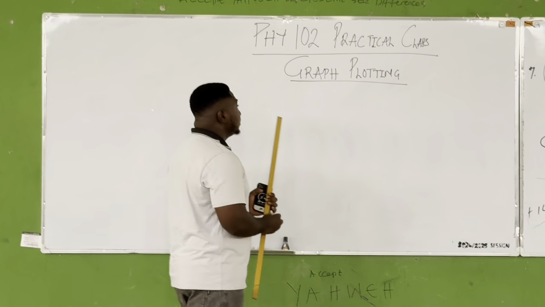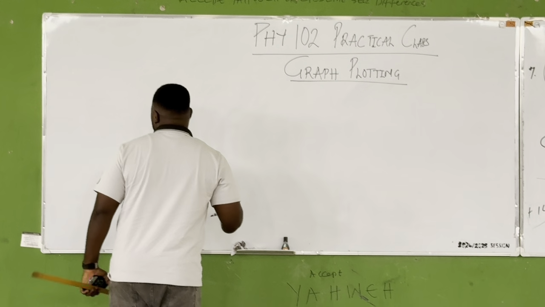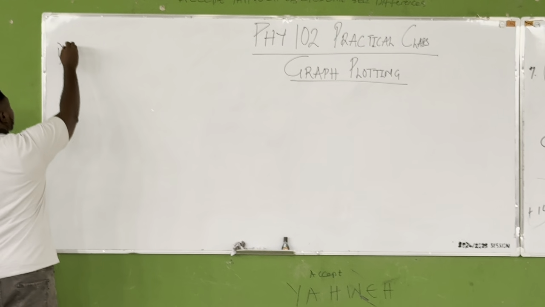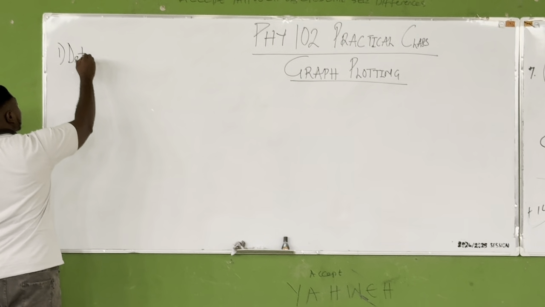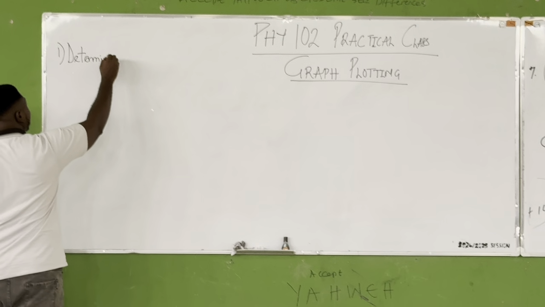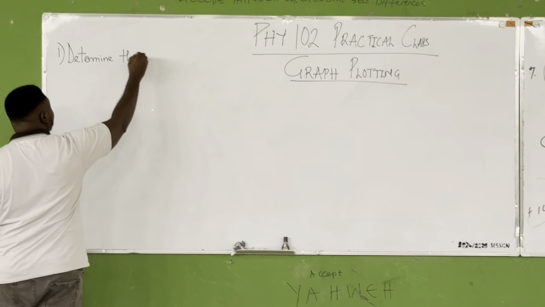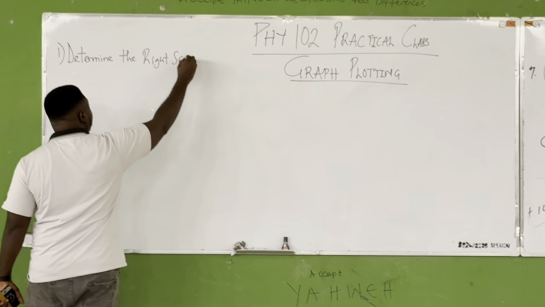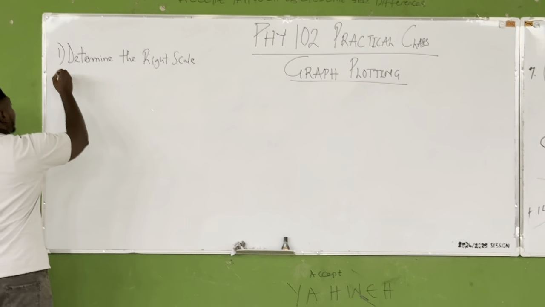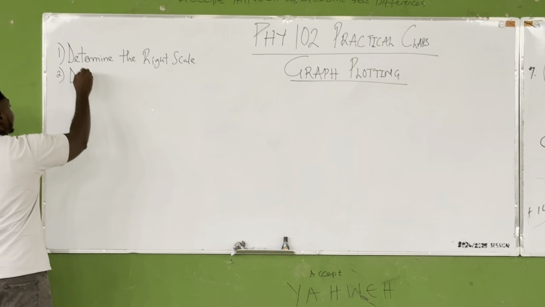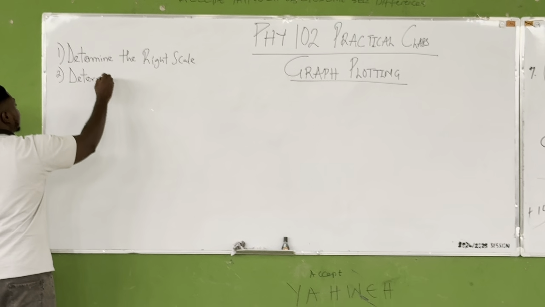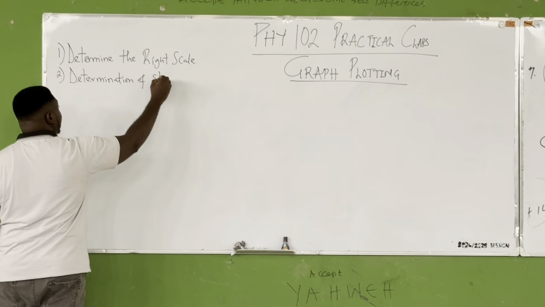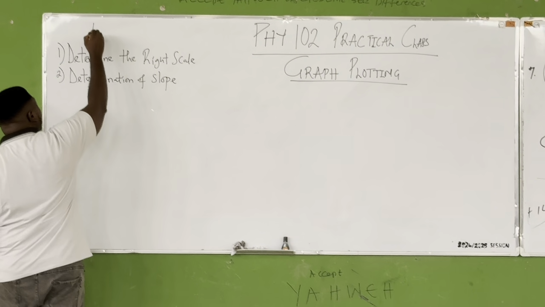Now, class, in graph plotting, the key things we'll be looking at today, first of all, is determination of scale, how to determine the right scale. We're looking at determination of slope. Of course, the title of your graph is very important.